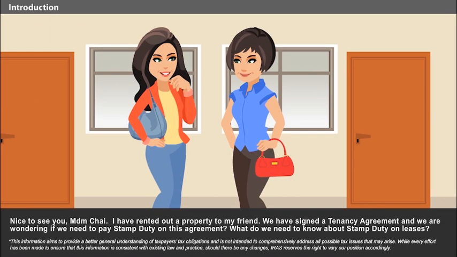Nice to see you, Madam Chai. I have rented out a property to my friend. We have signed a tenancy agreement, and we are wondering if we need to pay stamp duty on this agreement. What do we need to know about stamp duty on leases?